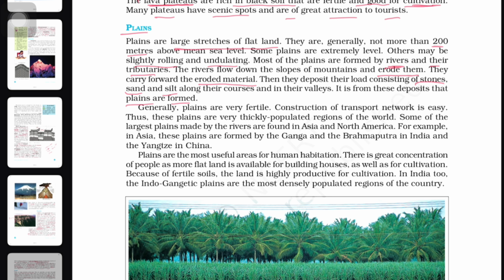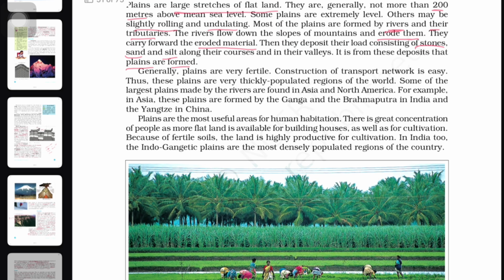So plains are basically formed through the deposition of the carried materials like stone, sand, and silt by the rivers. Okay, they are generally 200 meters of height. Some plains are at height, but most of them are not more than 200 meters above the mean sea level. Okay, generally plains are very fertile. Construction of transport network is easy. Thus, these plains are very thickly populated regions of the world.